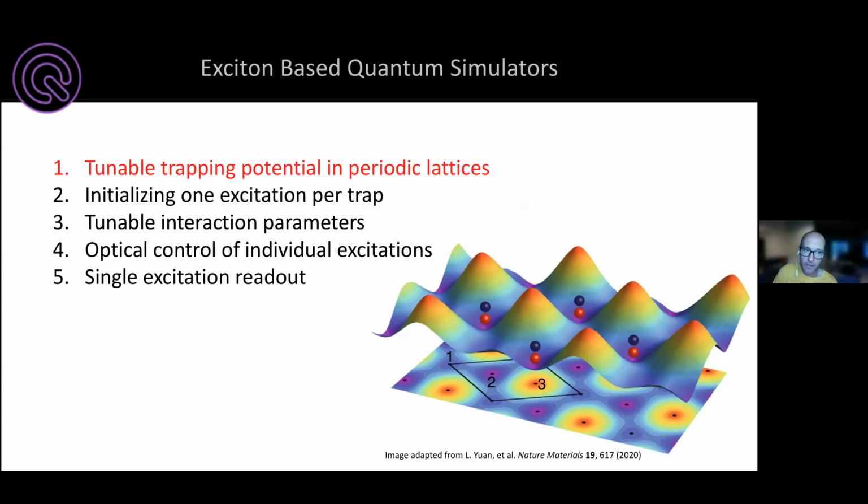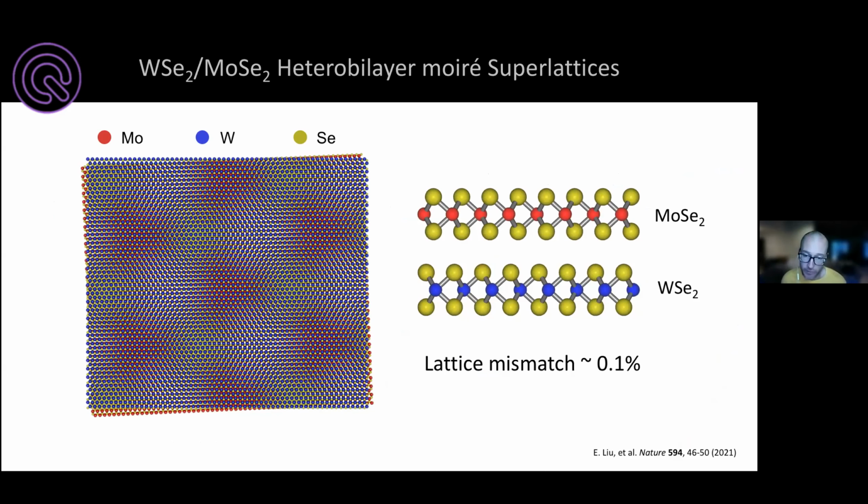What I am going to talk about is, to start, the first one, which is this idea of having a tunable trapping potential in a periodic lattice. And we've been doing work, and many in the community have been doing work in this material system, MoSe2 and WSe2, and trying to understand the basic properties of the interlayer excitons. And we've recently had some success demonstrating trions that are controllably trapped in this Moiré potential.